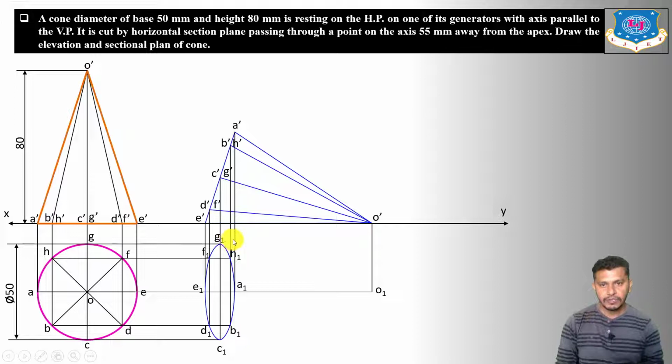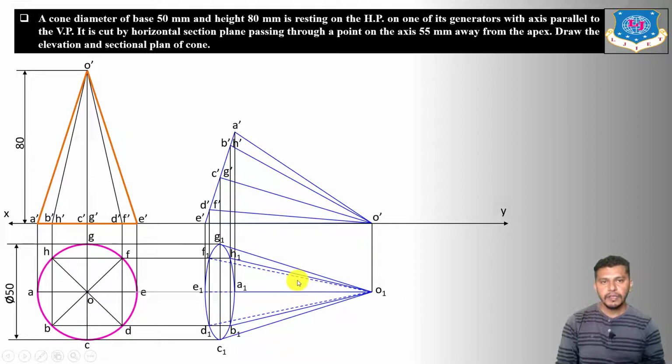Now draw the generators. So the generators O1 A1, O1 H1, and B1, O1 C1, and G1 are going to be visible. So first of all, draw the visible generators. O1 A1, B1, C1, H1, and G1 are going to be visible, while the generators O1 F1, O1 E1, and O1 D1 are going to be hidden in the top view. So draw the hidden generators O1 F1, O1 E1, and O1 D1.